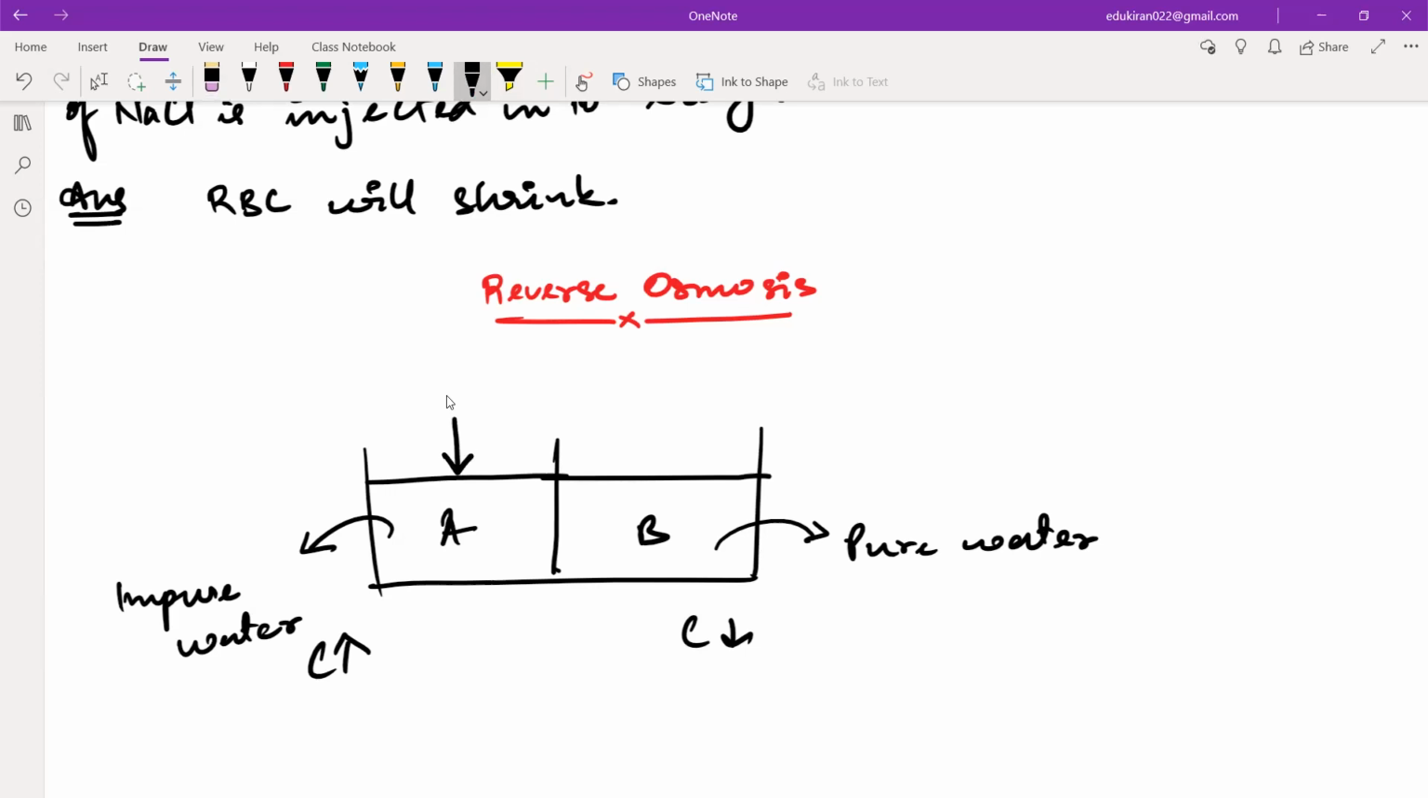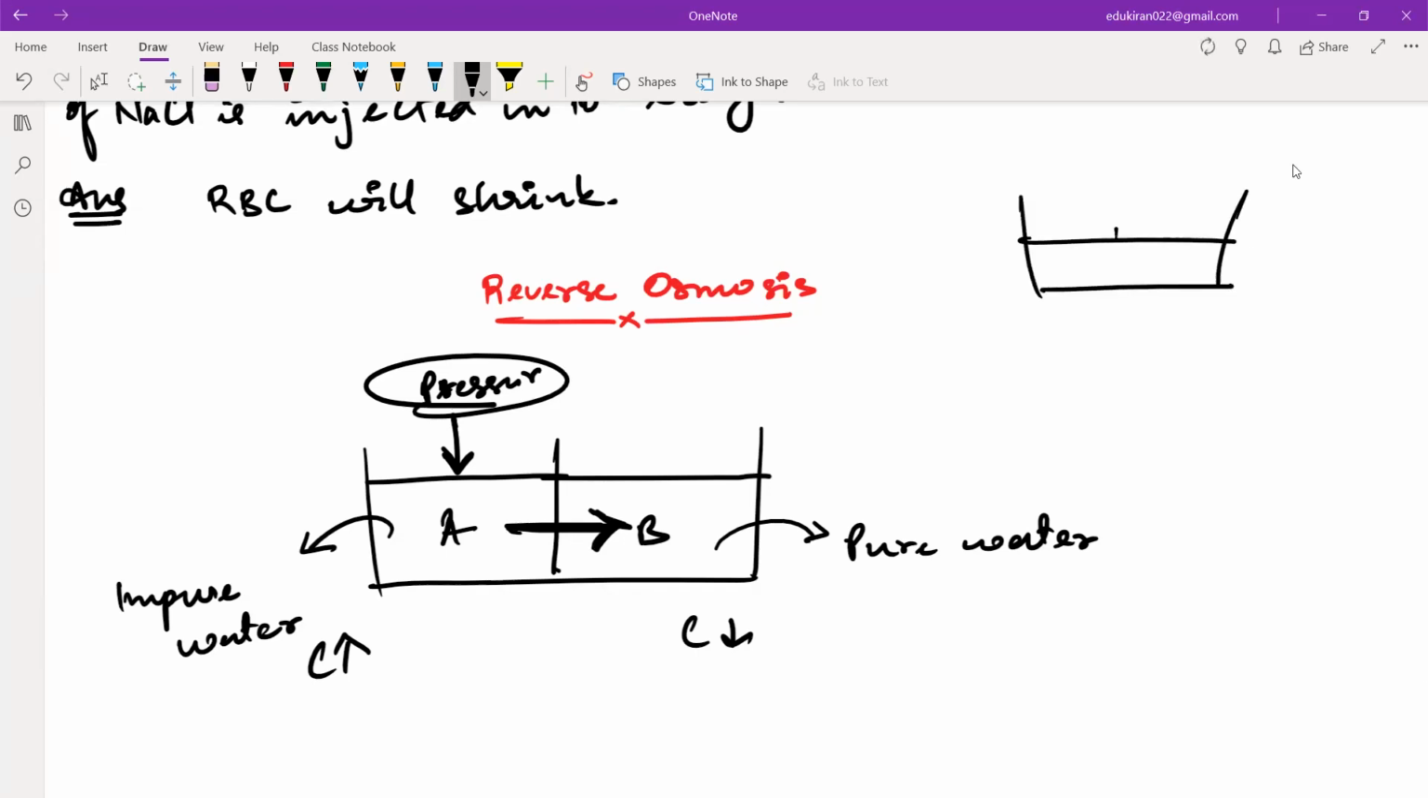We will apply some pressure. External pressure we will apply, and that pressure should be just above osmotic pressure, right? Should be just above osmotic pressure, and what will happen? The reverse osmosis will start to happen. Now here the pressure is more. If the pressure is more here, then what will happen to the impure water? The solvent, that means water, will start flowing from A to B. Is that clear? Yes or no? Yes.